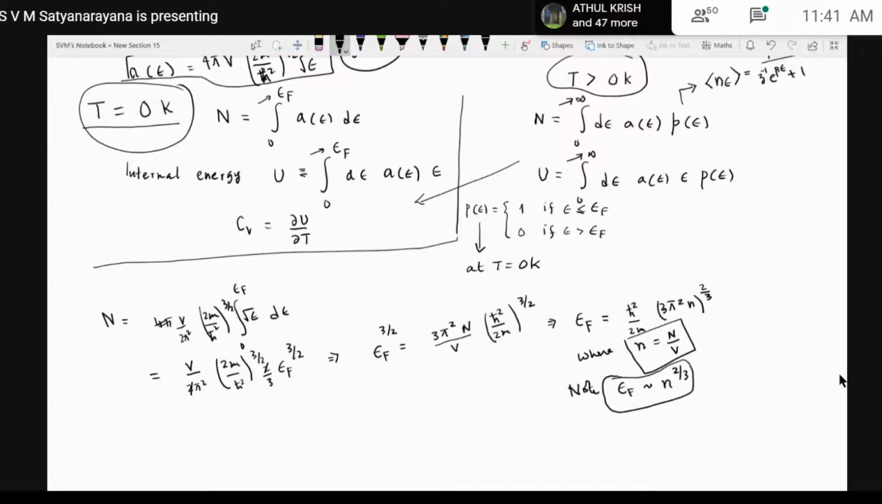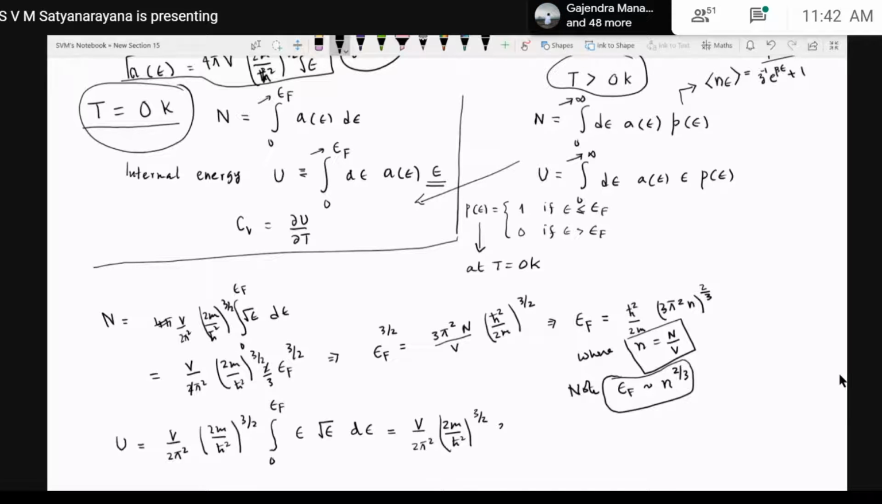The second integral, which is also not very difficult, is the energy U. Energy U is equal to the integral: V by 2 pi square into (2m by h bar square) to the power 3 by 2 into the integral from 0 to epsilon_F. Because this is the energy, I have to write down the energy first, into, of course, the root epsilon. Now this is simple. So you have V by 2 pi square, (2m by h bar square) to the power 3 by 2 into 2 by 5 into epsilon_F to the power 5 by 2.